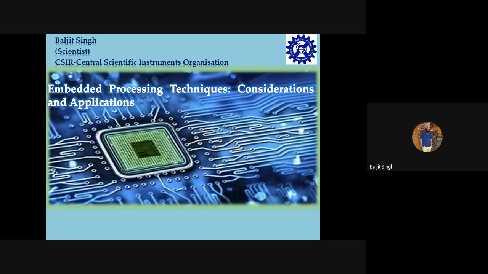Okay, so I am Baljit Singh. I'm working as a scientist in the Central Scientific Instruments Organization. It is a CSIR laboratory. It's in Chandigarh, very nearby to NITTR, who are the hosts for this short-term course.